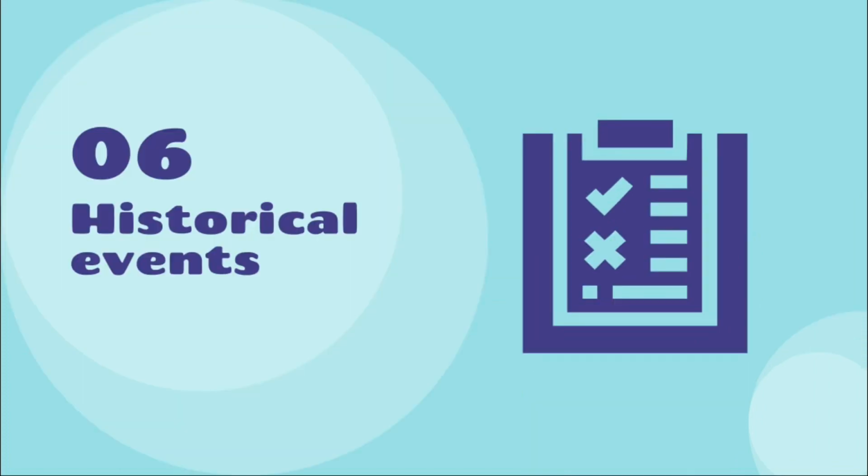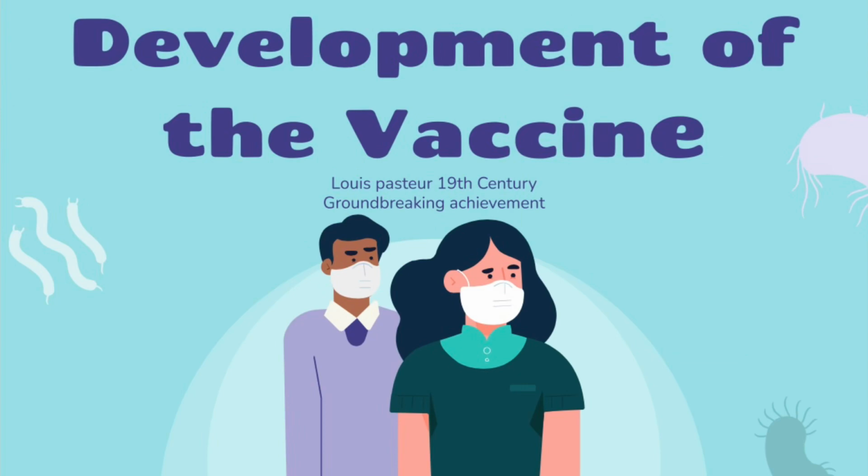6. Historical events. Today, I would like to talk about one of the most significant historical events involving rabies: Louis Pasteur's creation of the rabies vaccine in the late 19th century. This innovative achievement was a watershed moment in the prevention and treatment of rabies. Louis Pasteur, a French chemist and microbiologist, is widely recognized for his contributions to microbiology and immunology.